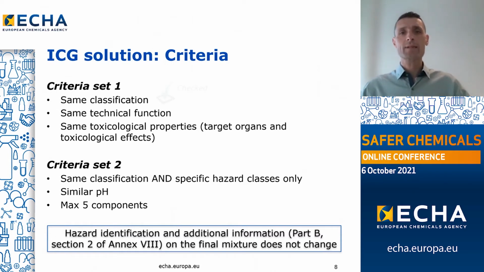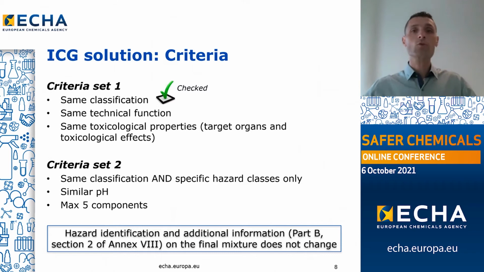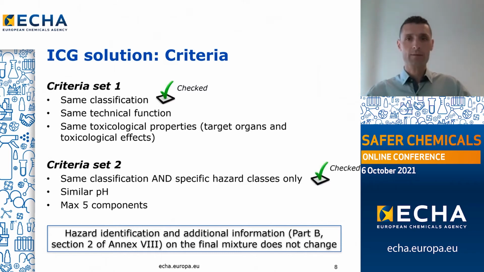What I want to underline here is the fact that not all this information is legally required to be included in the notification. Only some of it is, and therefore only this information can be automatically checked. For instance, the classification has to be the same, and there must be a maximum of 5 components if you apply the second set of criteria.